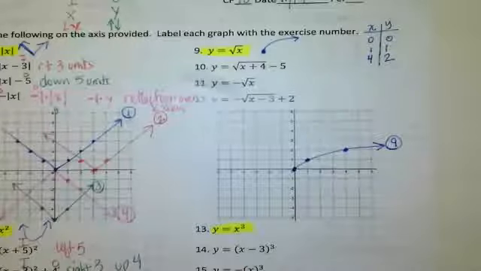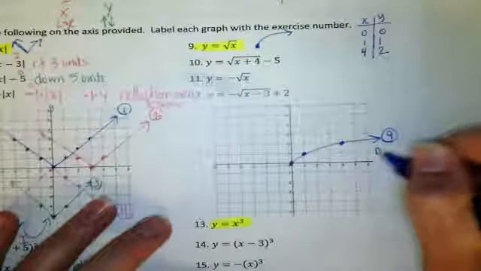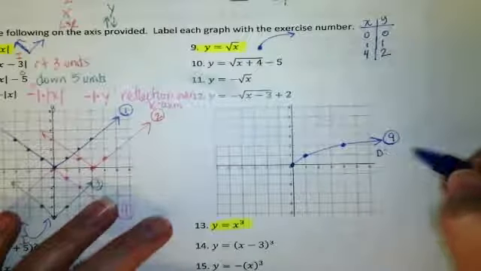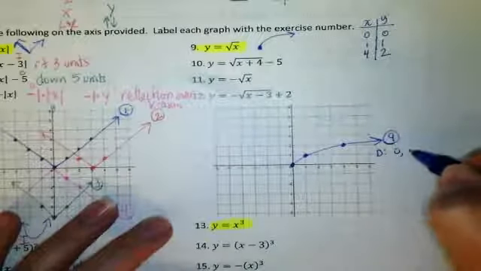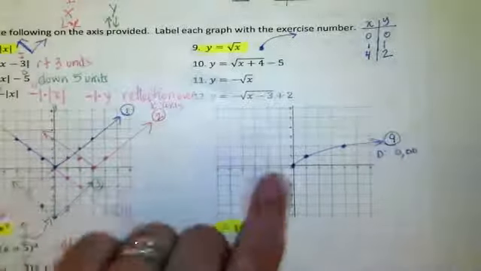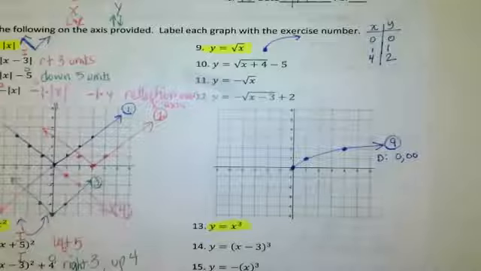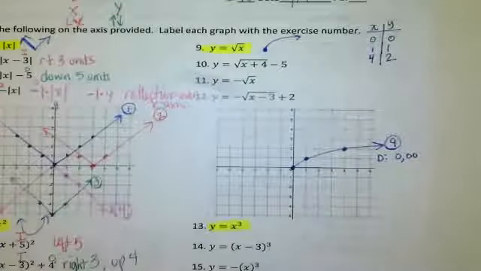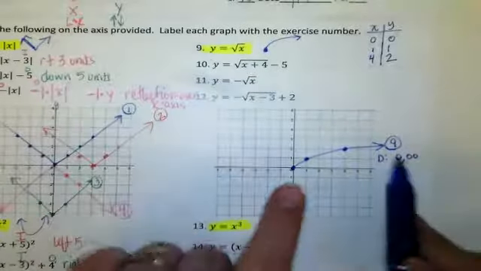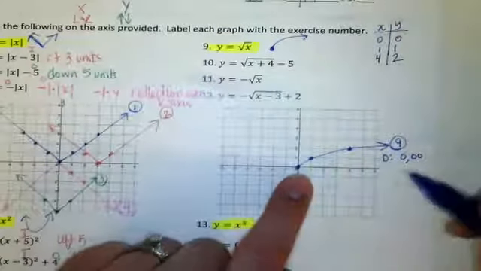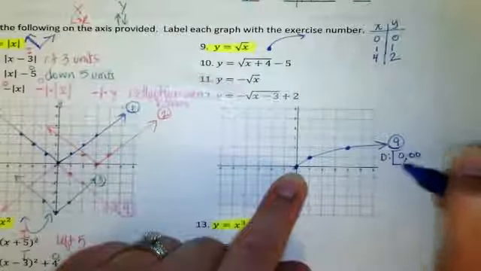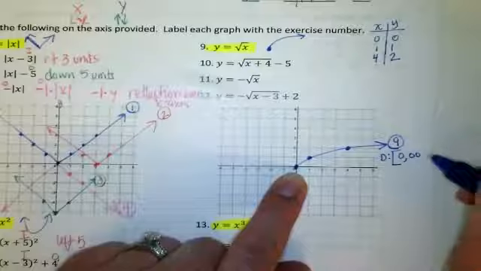What's the domain of this function? 0 to infinity. Remember, domain asks how far to the left and how far to the right does the graph go. So what's our furthest left point? 0. How far to the right does that arrow go? To infinity. So we're going to use a bracket at 0 because we do have a value there.